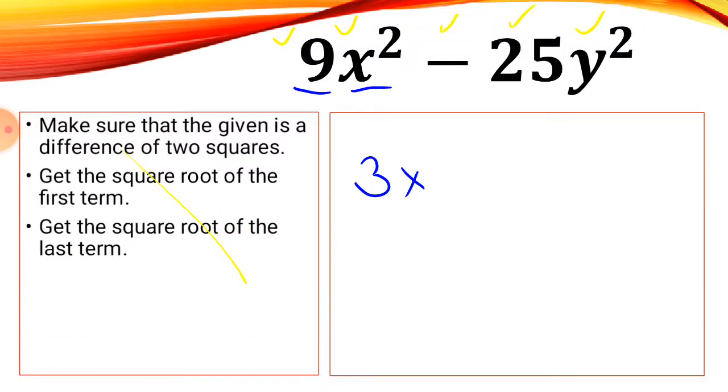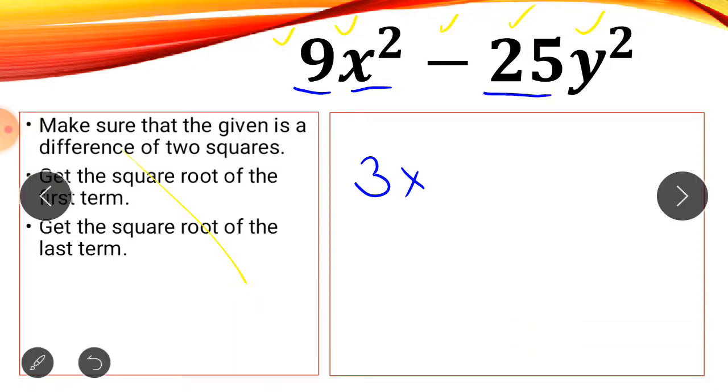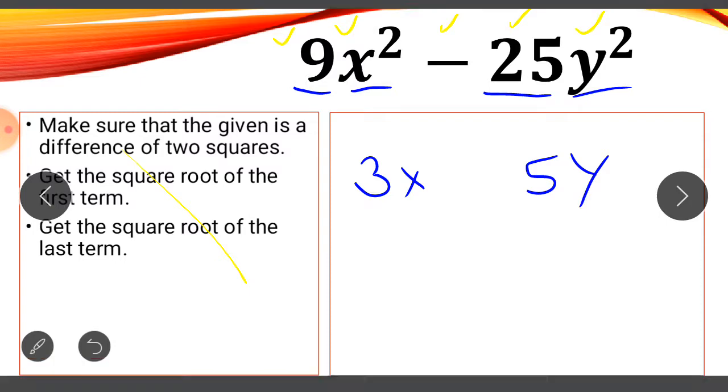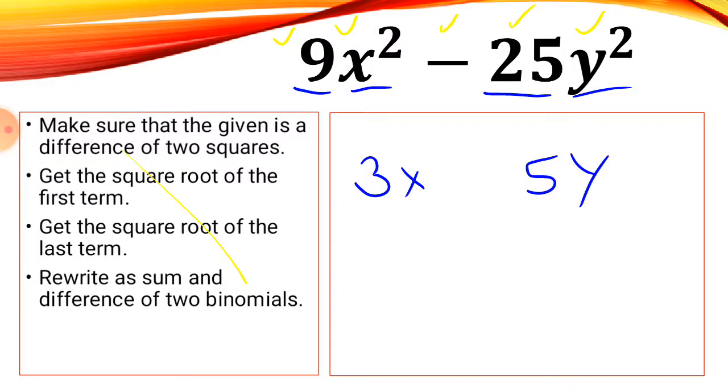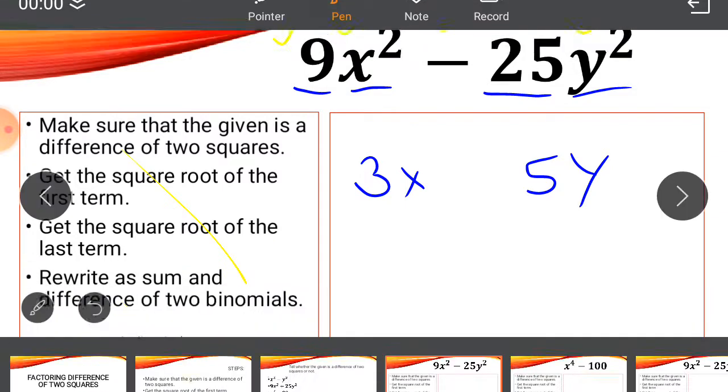Next, get the square root of the last term. The last term is 25. Square root of 25 is 5. Square root of y squared is y. So 5 times 5, 25. y times y, y squared. Then, for the last step, we have rewrite as sum and difference of two binomials.